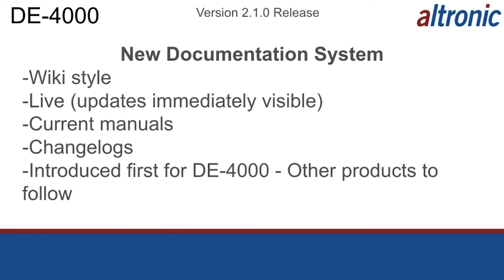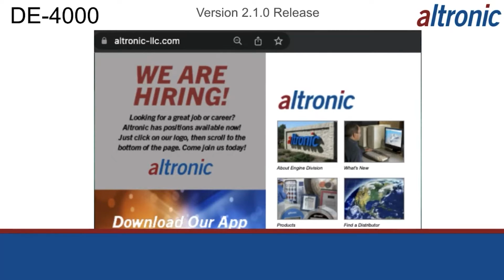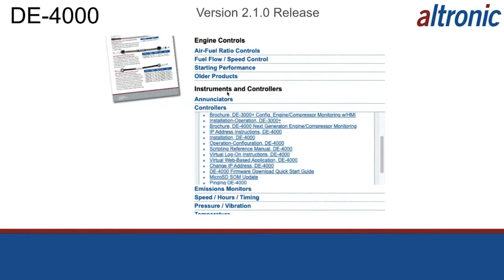As mentioned, the gateway to get to the wiki documentation will be through our website, altronicllc.com. So if you visit that page and then click on the link that says products, you'll then come to the products section, and under instruments and controllers, you see that currently we have individual documents for the DE4000 operation and configuration manual, the scripting reference manual, and so on.